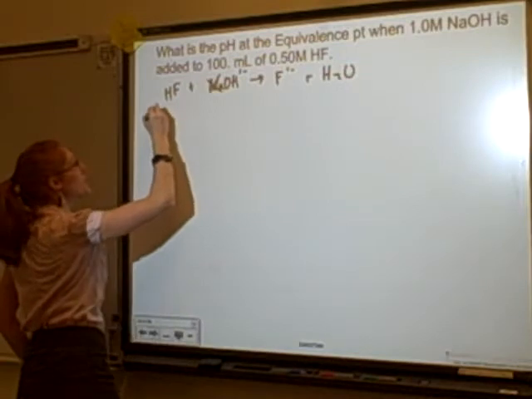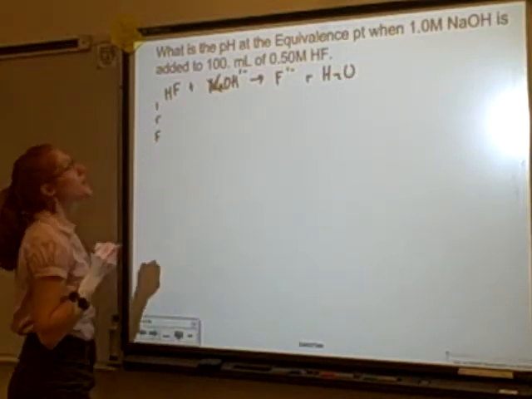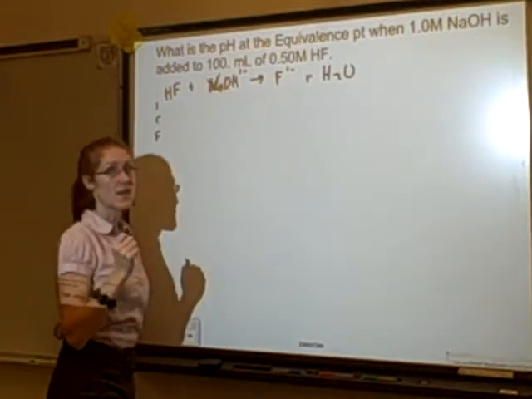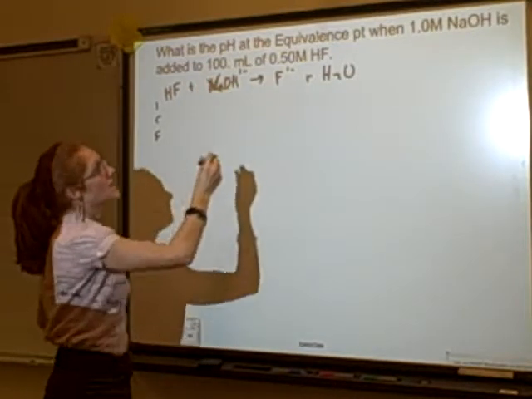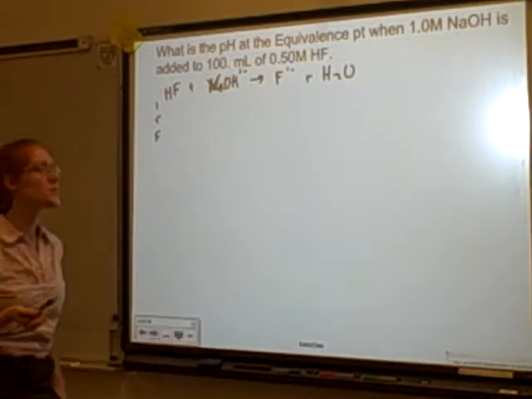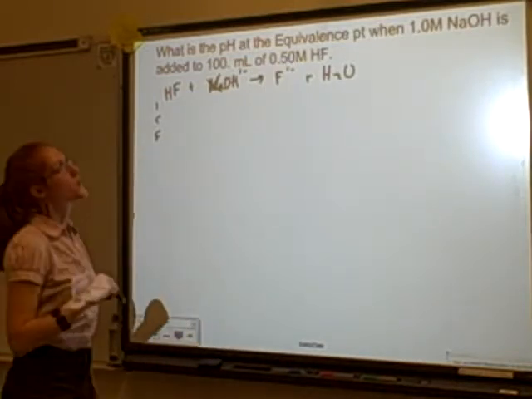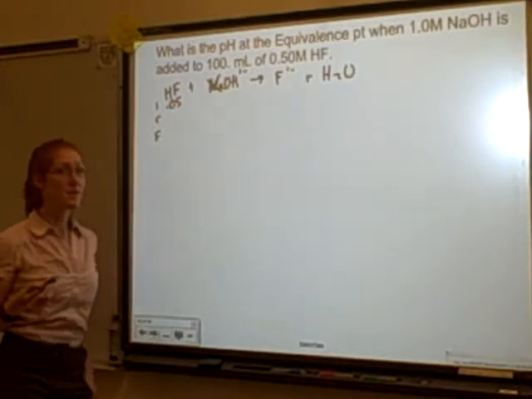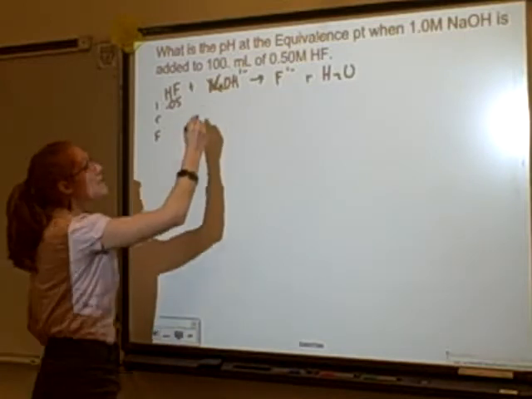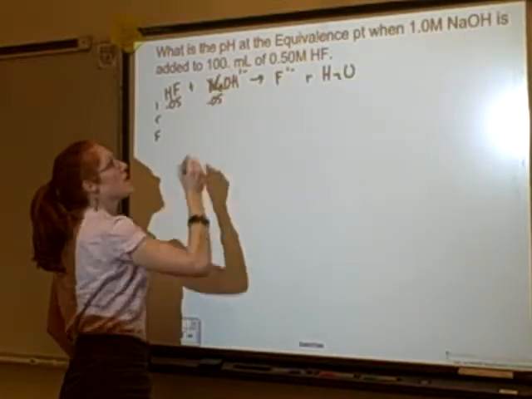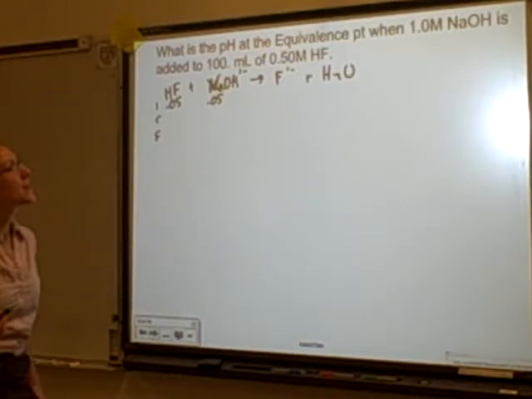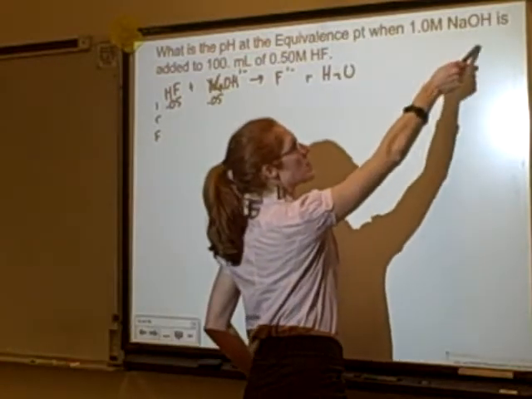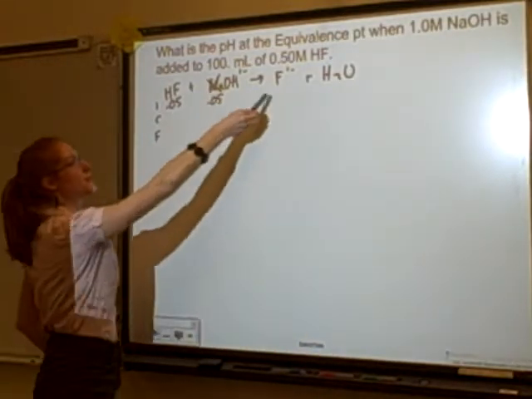Okay, so what do I have initially? What's my change? What's my final? I can see I have 100 milliliters, so that's 1/10 of a liter, and I've got 0.5 moles per liter, so 1/10 of that 0.5 will be 0.05 moles. I have 0.05 moles of hydrofluoric acid. I'm going to have to add 0.05 moles of base to get to my equivalence point. So the next question is, what's the volume of this going to be? We'll do that at the end when I'm trying to find out the volume of this.